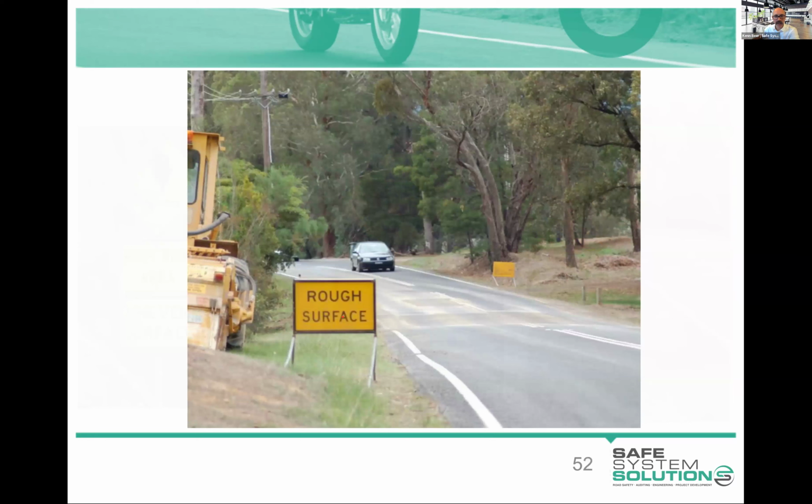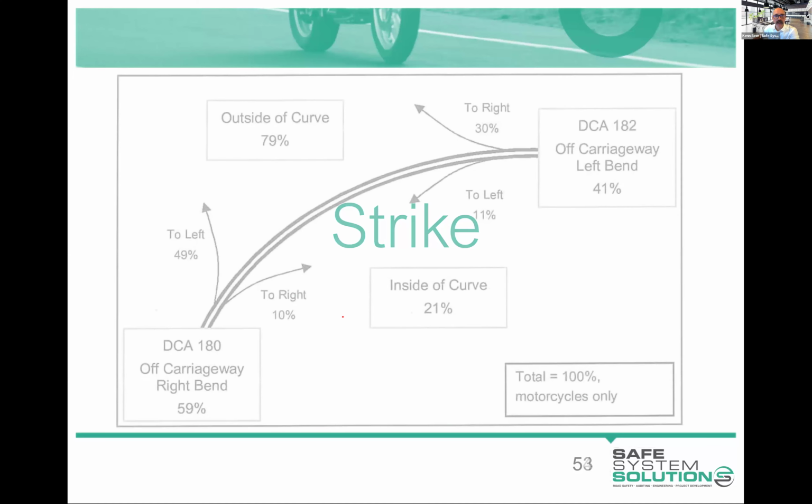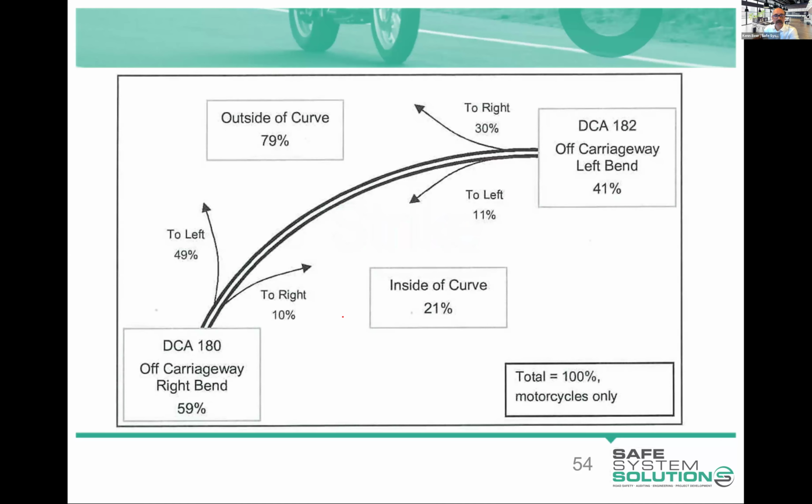But of course, any warning sign to alert of any issues, any surface issues is important. Strike. Okay, now we're into riders hitting stuff. And we know riders leave the road on these popular touring routes, motorcycle routes, outside of curve. Outside of curve is the most problematic spot for motorcyclists.